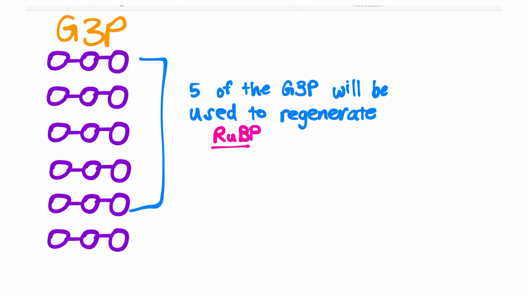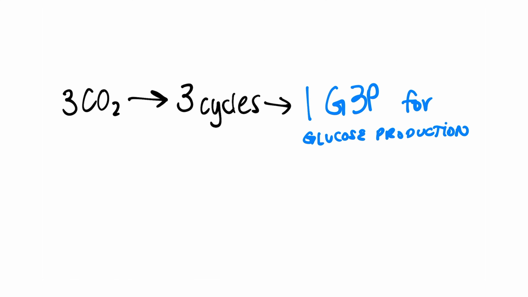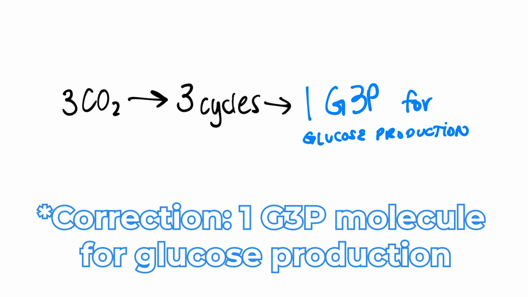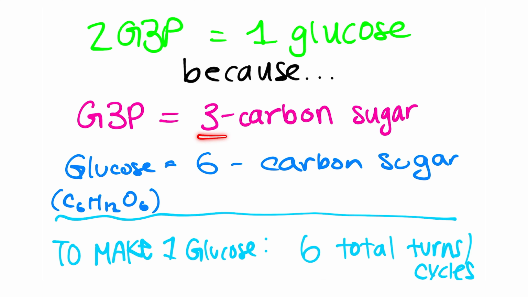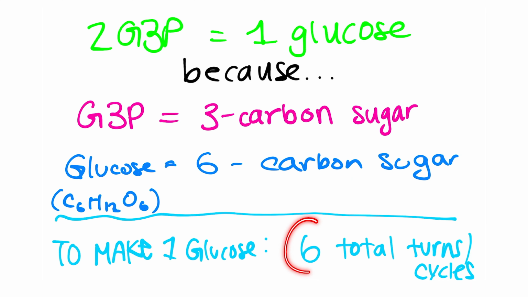Now that you have 6 total G3P molecules, 5 of those will be recycled to help regenerate the RuBP acceptor. However, only 1 G3P molecule will be used towards glucose production. Therefore, 3 carbon dioxide, meaning 3 cycles, will only produce 1 G3P molecule, and it takes 2 G3P molecules to make 1 glucose. The reasoning behind this is because G3P is a 3-carbon molecule, and glucose's formula has 6 carbons, C6H12O6. Hence, in order to get 6 carbons, it takes 2 G3P molecules, which means that it takes 6 turns of the Calvin cycle to make 1 glucose molecule.